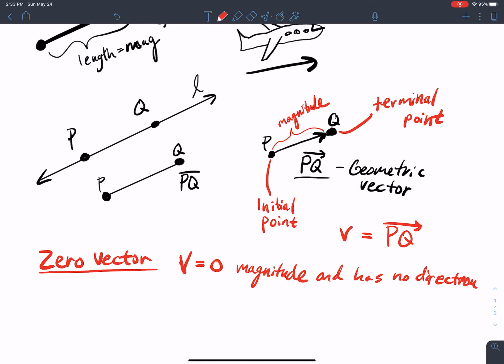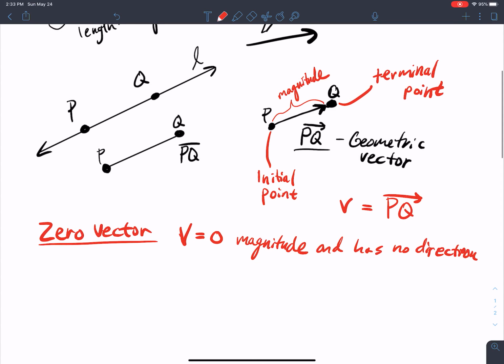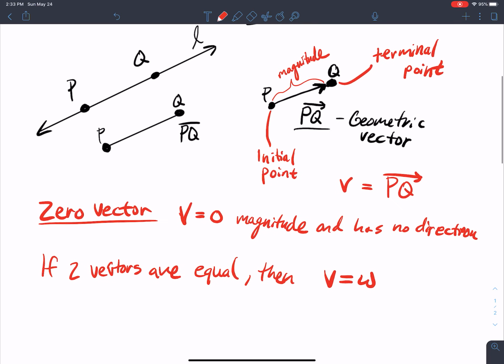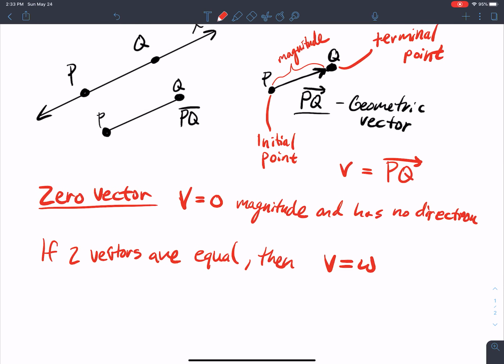Two vectors v and w are equal, so we say v equals w, if they have the same magnitude and direction. Same magnitude, same direction, then they are equal vectors.